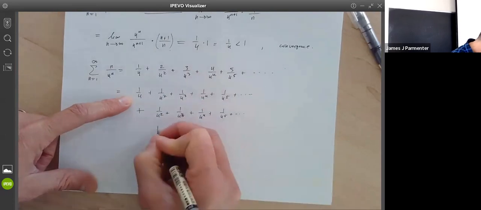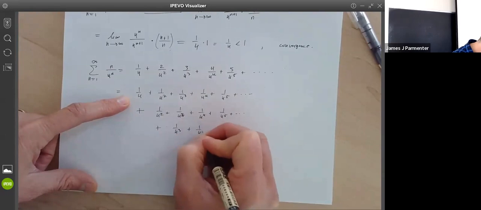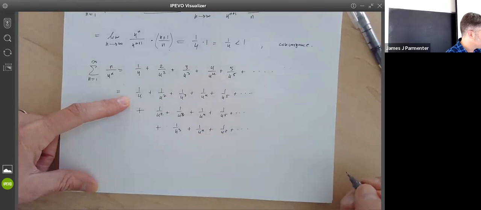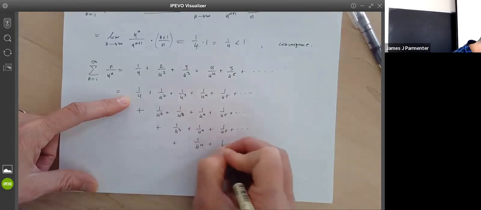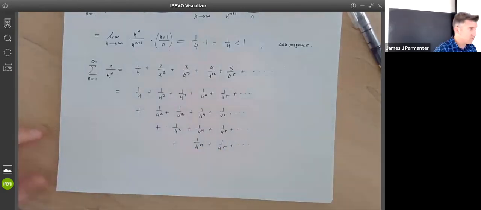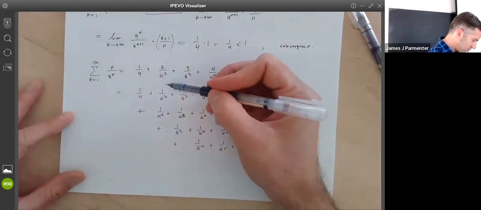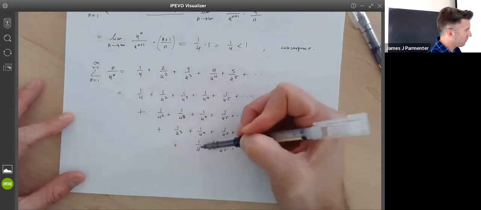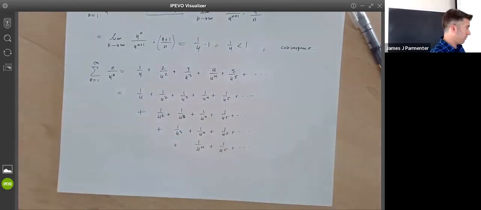And then 1/4 cubed, plus 1/4 to the 4th, plus 1/4 to the 5th. And then so each of these, so do I have all the things I need? Let's see, I have a 1/4, I have a 2/4 squared, I have a 3/4 cubed, I have a 4/4 to the 4th. I have, if I kept going, I would have a 5/4 to the 5th. I can keep doing this forever.